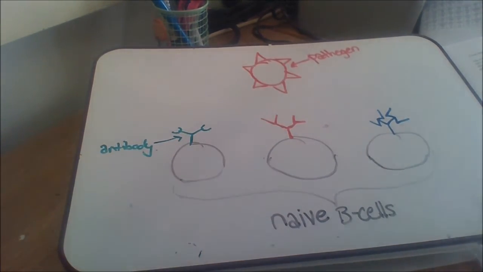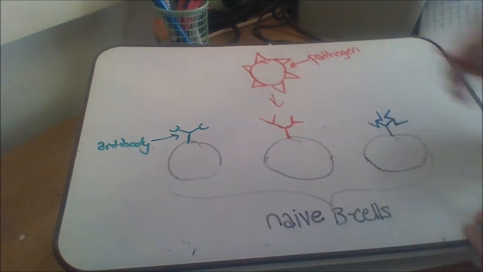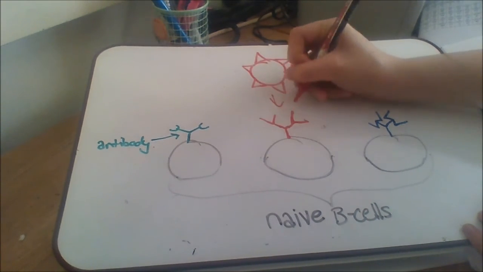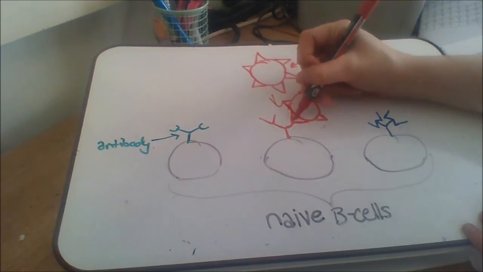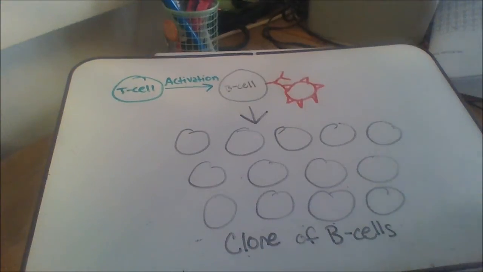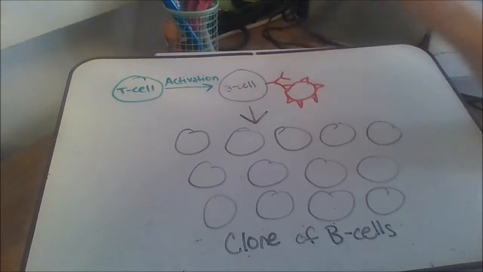When a pathogen enters the body, an act of recognition occurs. The antigen binds to its specifically matched antibody on one of the specific B cells. A T cell then comes along and activates the B cell, which bound the antigen and thus the pathogen. This stimulates the B cell to produce a clone of identical cells, all of which are identical to that original B cell.